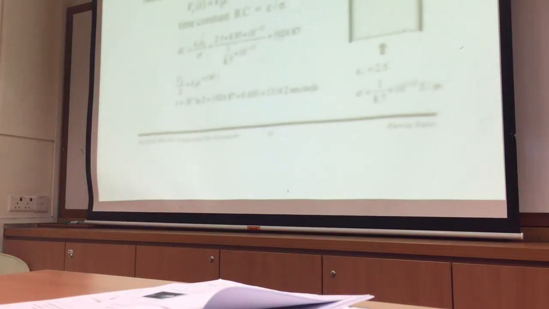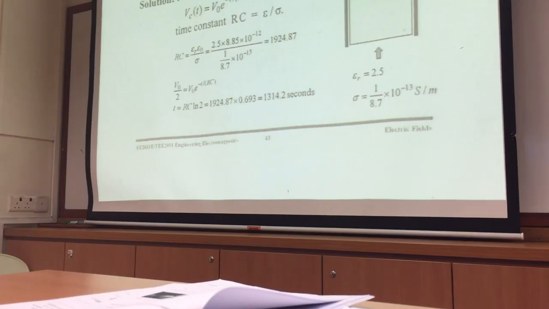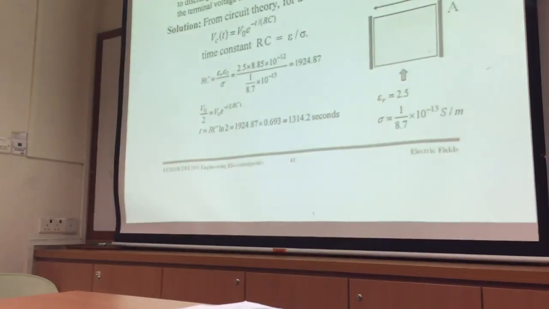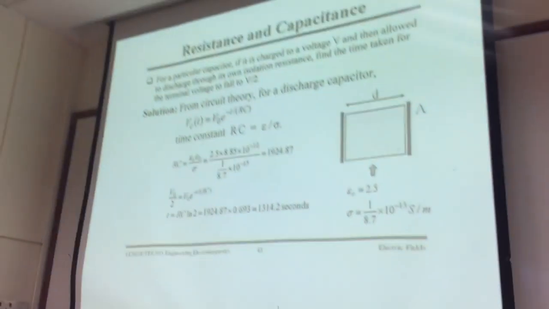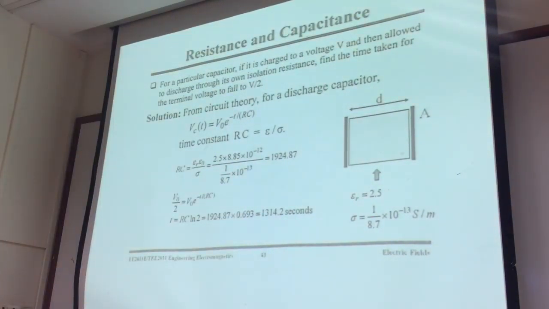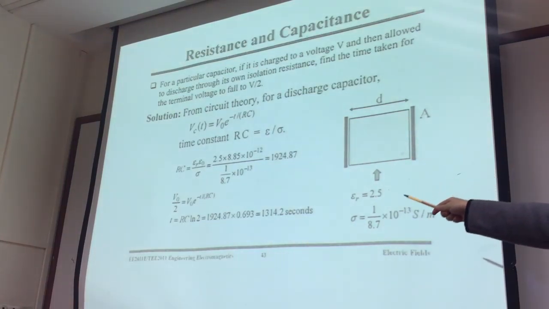This is the last slide, and this is in the capacitance. So you can see these are RC circuits, from charge to discharge. Time constant. So basically, do I need to go through this? Just remember the time constant equation, okay?